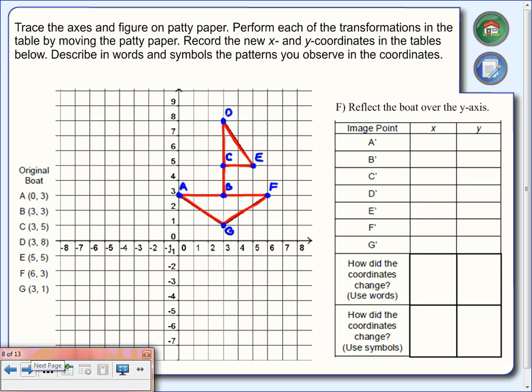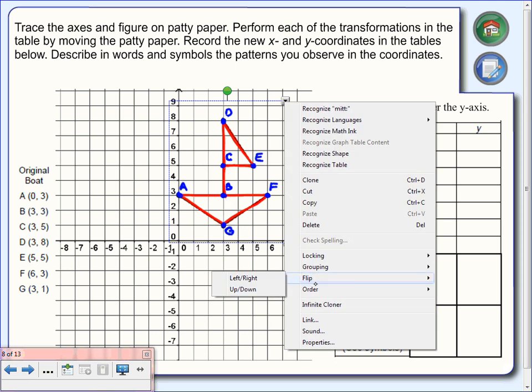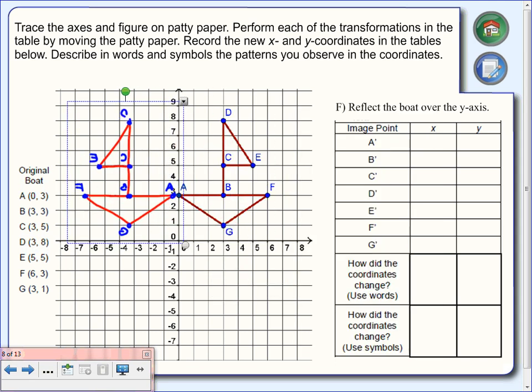So again, take your boat, but this time let's do the flip over the y-axis. So let's flip it over to the y-axis. So this would be a reflection over the y-axis. Once you get that reflection over the y-axis, what I want you to do is go ahead and give me the new ordered pairs. Write down all the new ordered pairs. And then tell me what you notice about the x and the y's this time. Write it down for me.